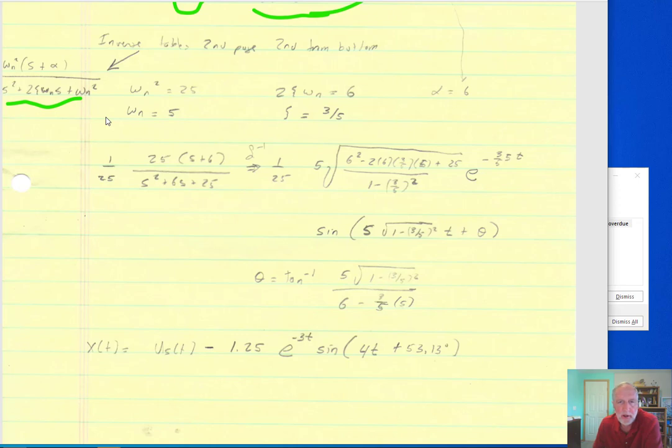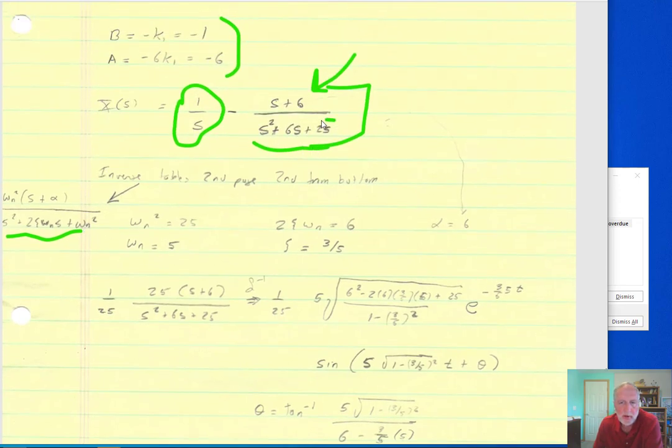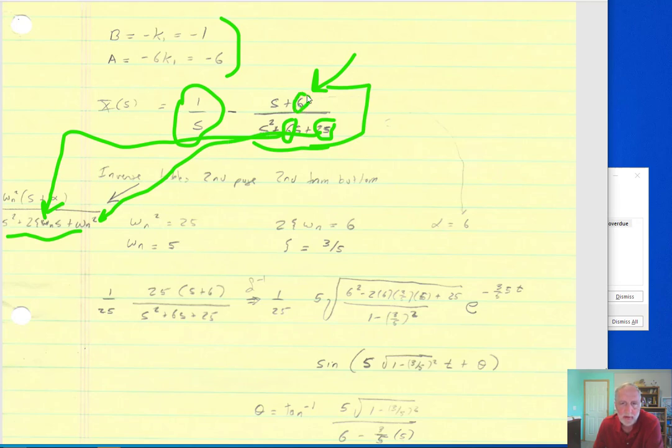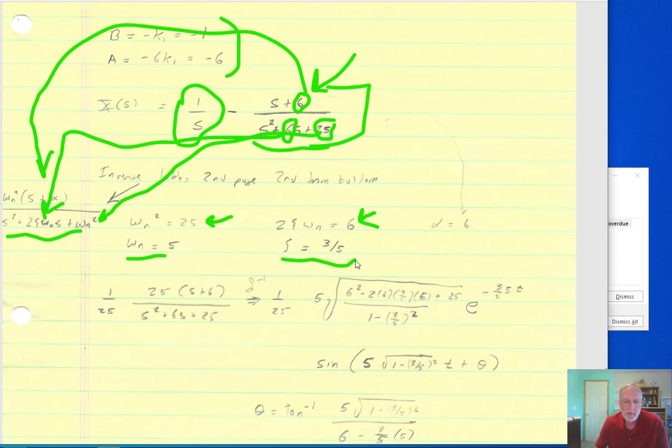The first thing you match up is you say, okay, the 25 here has to be the omega n squared. And then the 6 here has to be 2 zeta omega n. The s squared is good. And then this has to be alpha. So that's what I'm doing here. Omega n squared is 25. 2 zeta omega n is 6. And so that gives me these that I need to stick into my formula.